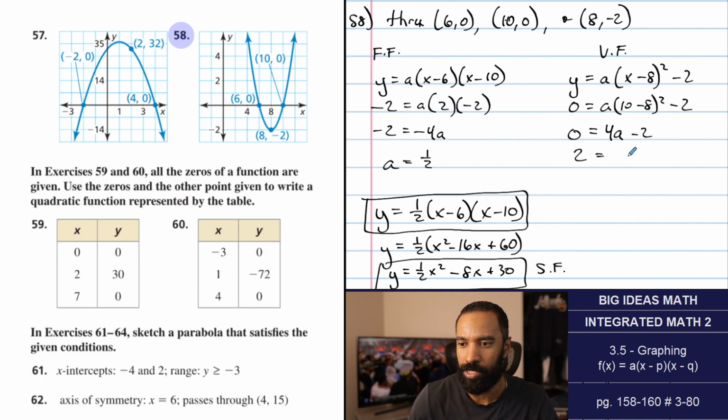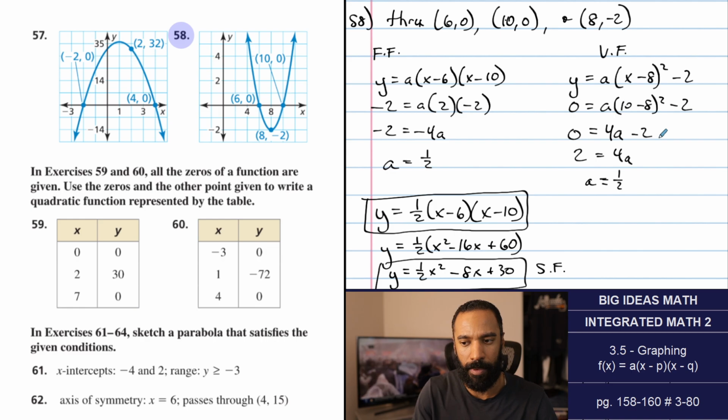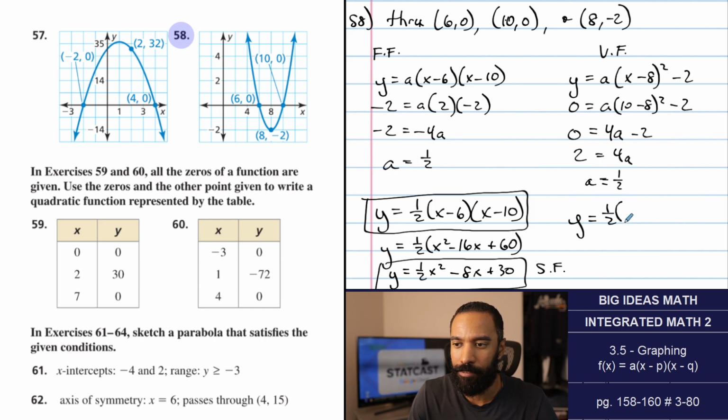Add 2 to both sides. And divide both sides by 4. You're going to get 1/2. Now that doesn't confirm we got the same answer just yet. Let's make sure that we write that in the form. But it's a good sign. So y equals 1/2 times x minus 8 quantity squared minus 2.